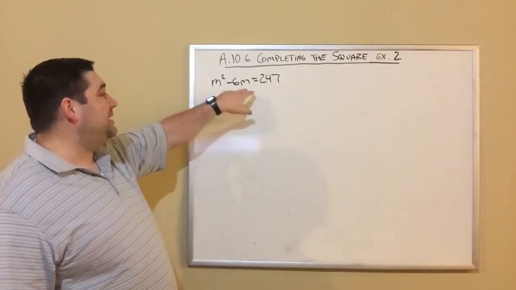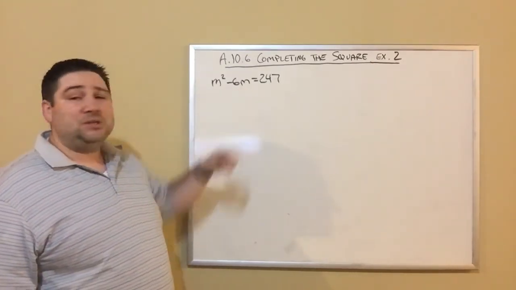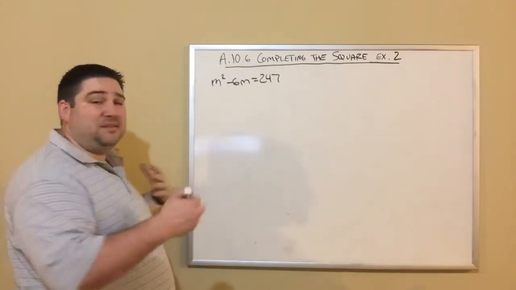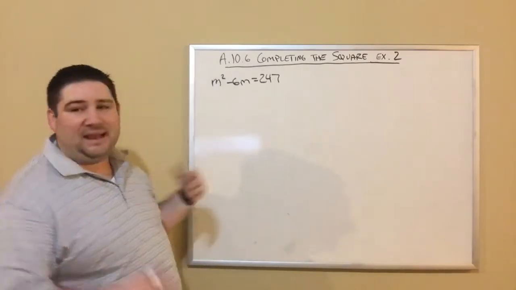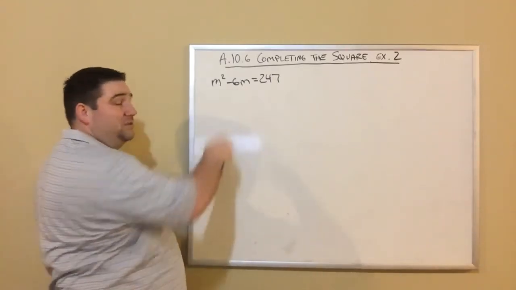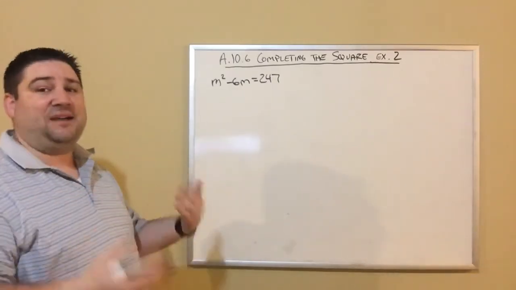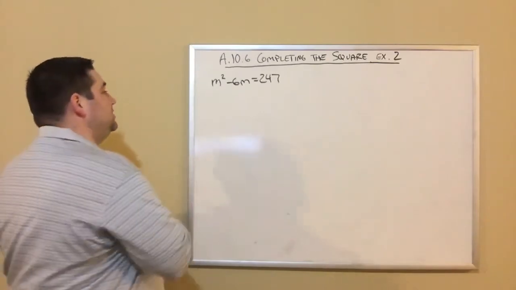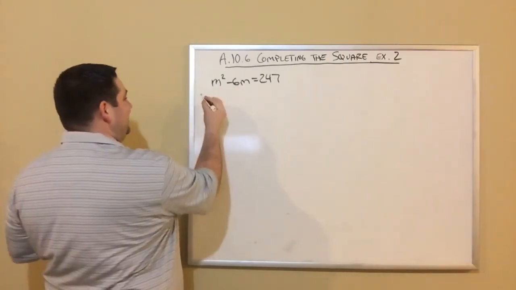So we got m squared minus 6m equals 247. To complete the square, you take the b term. Remember, these are all in ax squared plus bx plus c form. The b term is the term in front of the variable when that's not the x squared, that's just the x, or the m in this case. So the negative 6, what I do is I take that negative 6.